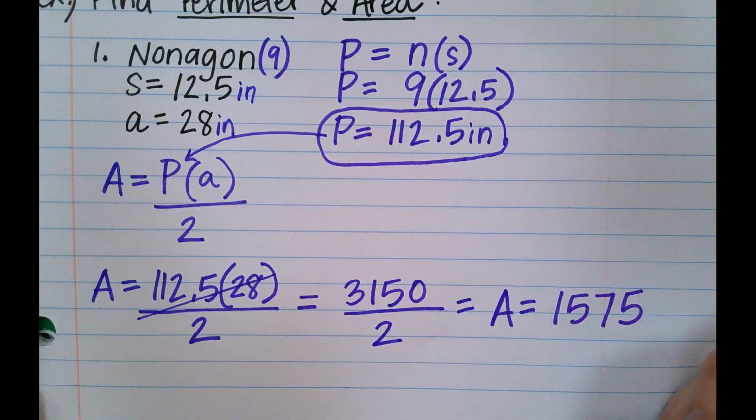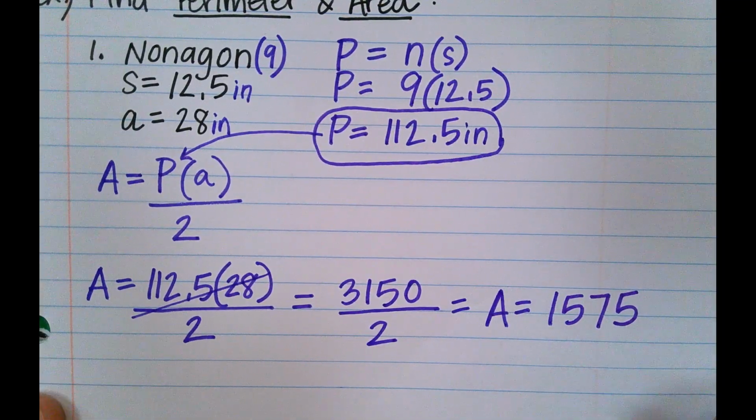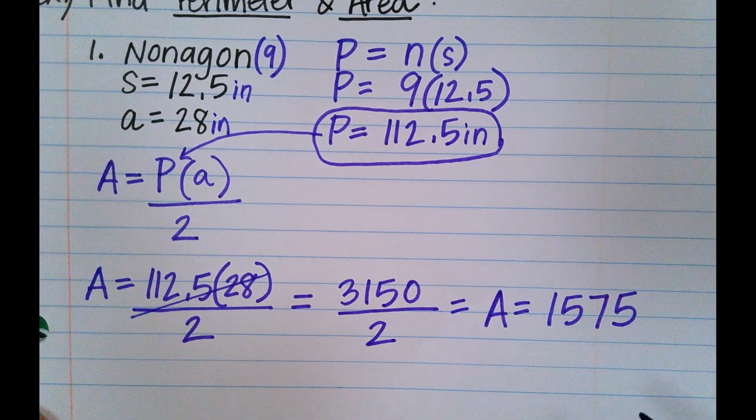1,575. What would my units be for area? Do we know? Cubic inches. Ooh, almost. Cubic inches would be 3-dimensional. It's inches something. Square inches.